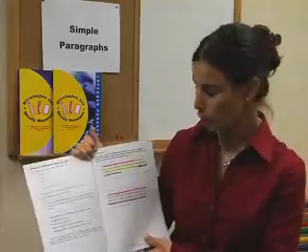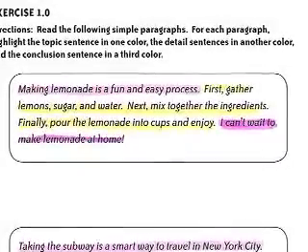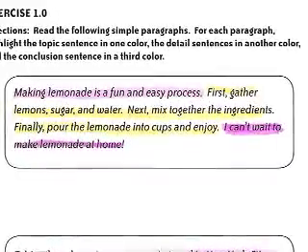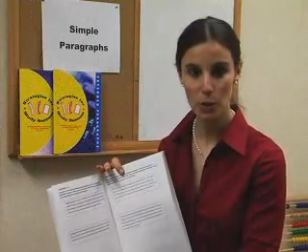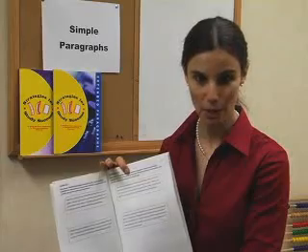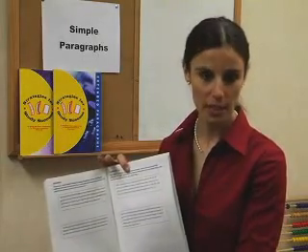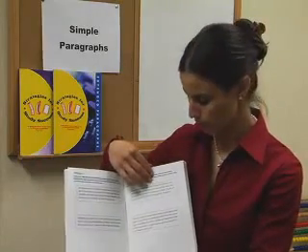And last we have our conclusion sentence. "I can't wait to make lemonade at home." That's our opinion, and that's our conclusion sentence. The student highlighted that sentence in purple. There are several exercises where the students practice just looking at models of well-written simple paragraphs and highlighting the topic sentence in one color, 3 detail sentences in a second color, and conclusion sentence in a third color.